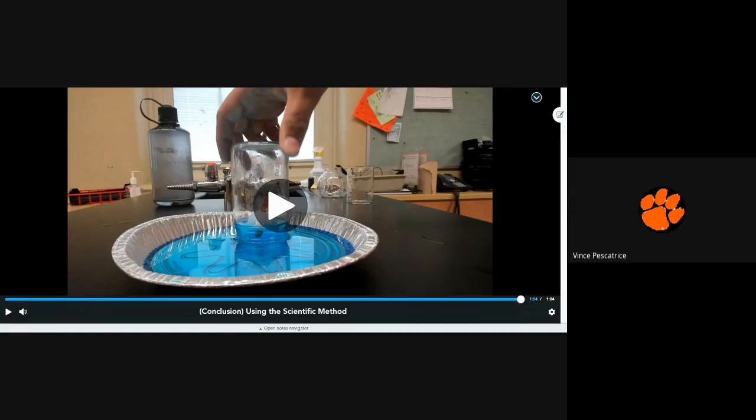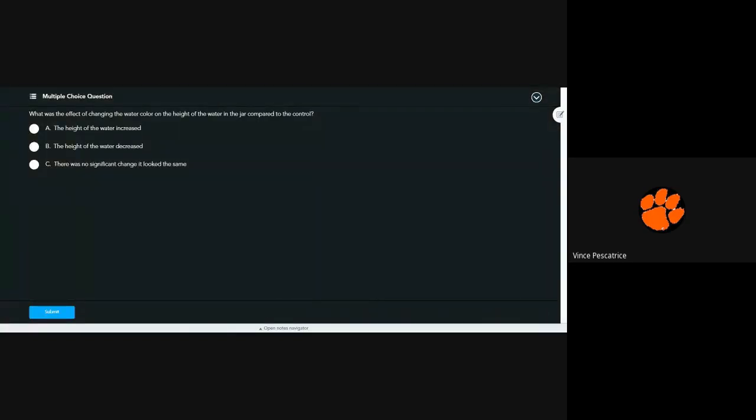All right, so what was the effect of changing the water color on the height of the water in the jar compared to the control? The control is the one we saw last week on Friday. Do you think the height of the water increased, decreased, or stayed the same, or there was no significant change? That means there's no huge difference. So if you think it looked about the same, then that's your answer.